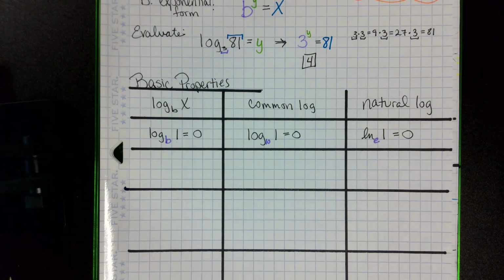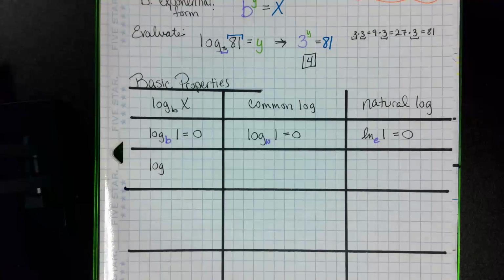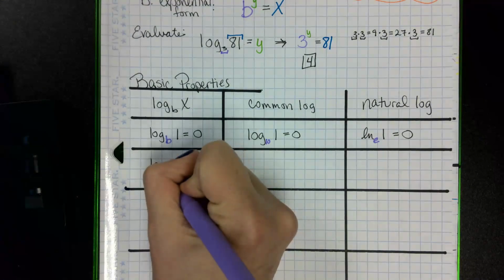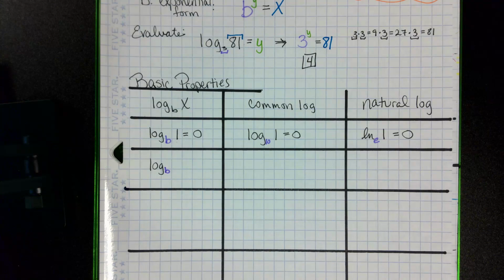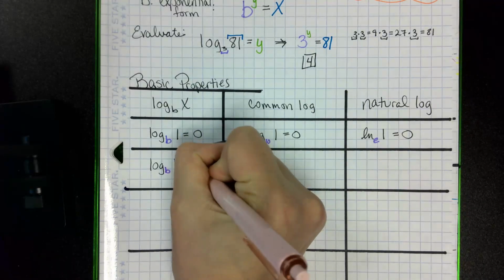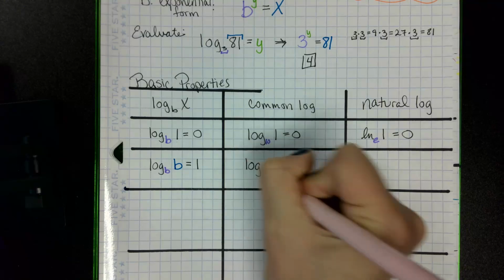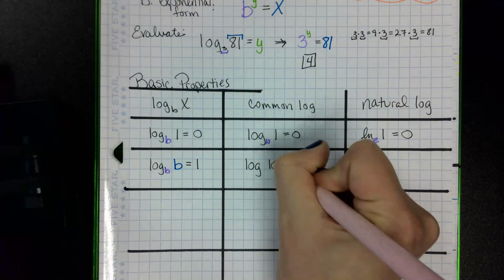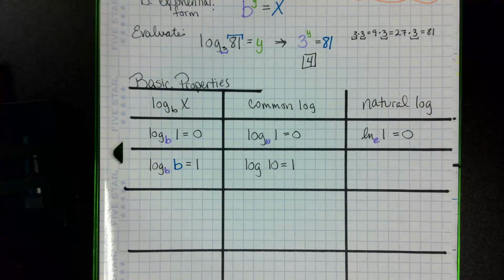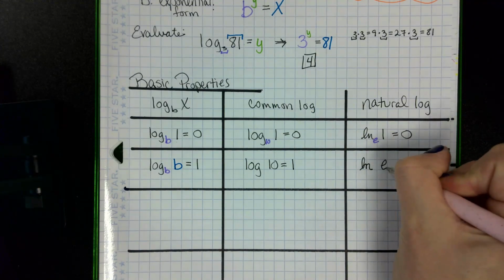All right, so then the next one is log base b of b equals 1. Log base b, when the argument is b, equals 1. Which is the same as the common log of 10 will equal 1. And the natural log of e will equal 1.